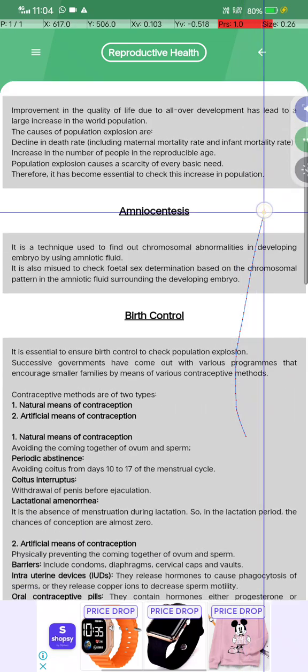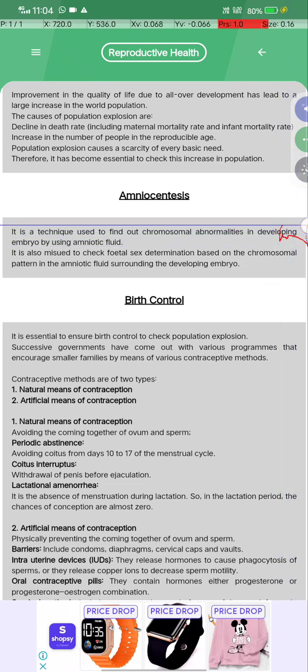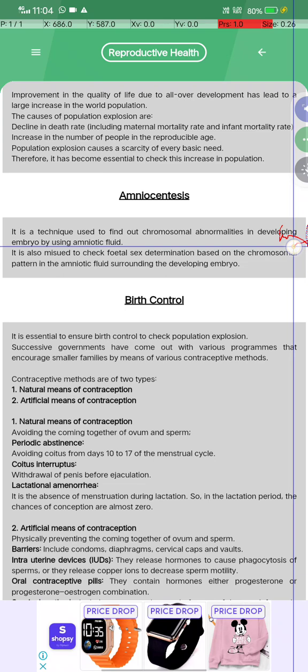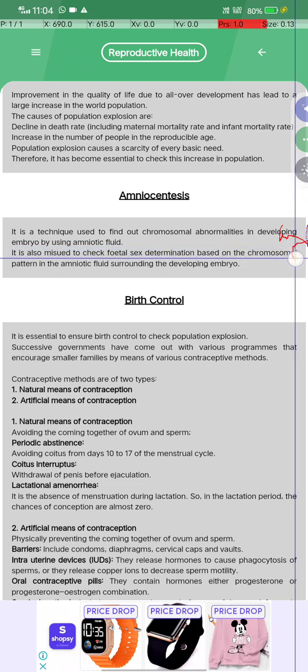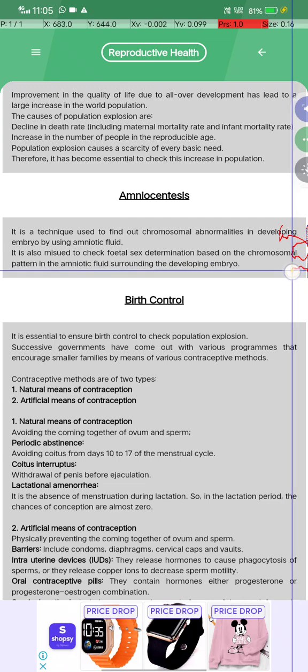Amniocentesis क्या होता है? It is a technique to detect chromosomal abnormalities in the developing embryo by using amniotic fluid. It is also misused for fetal sex determination based on the chromosomal pattern in the fluid surrounding the developing embryo.